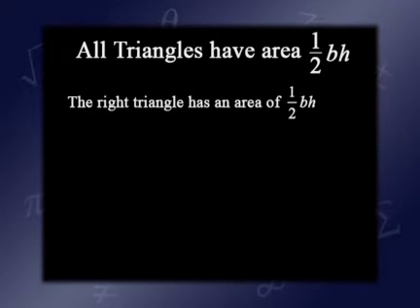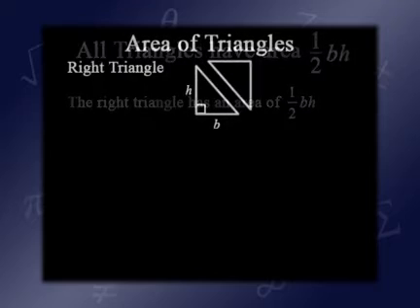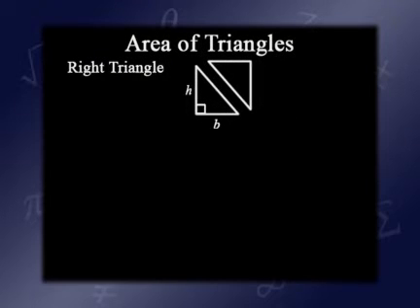Imagine you have a right triangle with a base of b and a height of h. Why is the area of that 1/2 bh? Well, if we take that triangle and make a copy of that triangle, and let's sort of turn that copy upside down so that now we have a rectangle with a base of b and a height of h. What is the area of that rectangle? Well, we just said the area of that rectangle would be b times h.